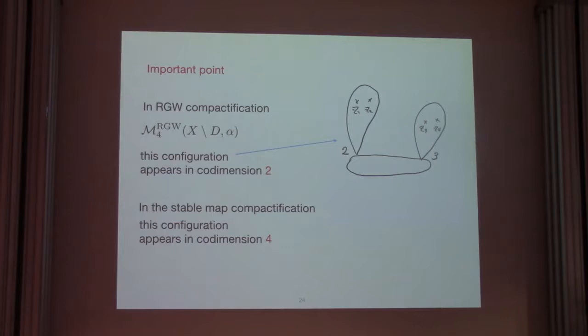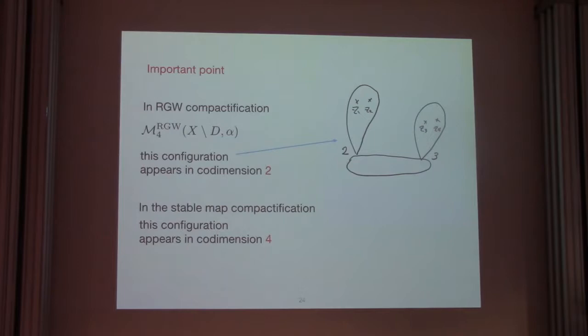So this difference between codimensions makes a very important difference. If this happens only in codimension 4, actually you can forget it, even for the proof of associativity. That's why in the usual proof of associativity, you don't see this kind of configuration.